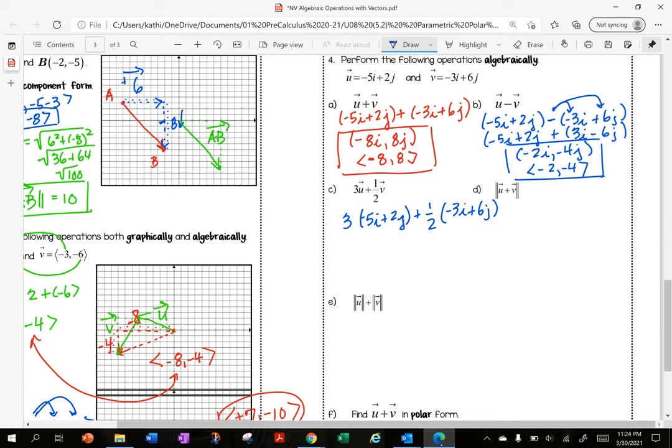3 times negative 5i is negative 15i. 3 times 2j is 6j. Plus a half times negative 3, so that's negative 3 halves i. A half times 6 is 3, so 3j. Okay, so negative 15 is negative 30 halves. So this will be negative 33 halves i. 6j plus 3j is 9j. So plus 9j. So this is also negative 33 halves, 9.